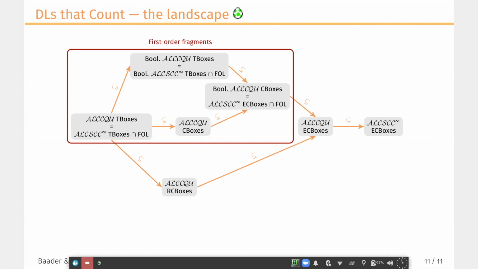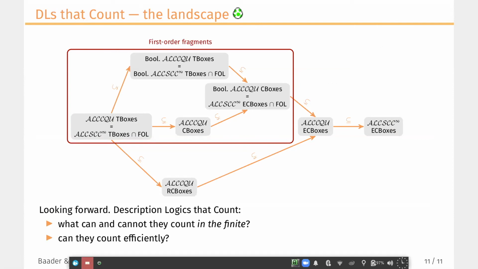We separated first order fragments and then found some more. And for the future, we set up some sequels. So what can and cannot these description logics count in the finite, if we remove infinity for Q? And can we count efficiently? Well, this is what I'm looking into right now.